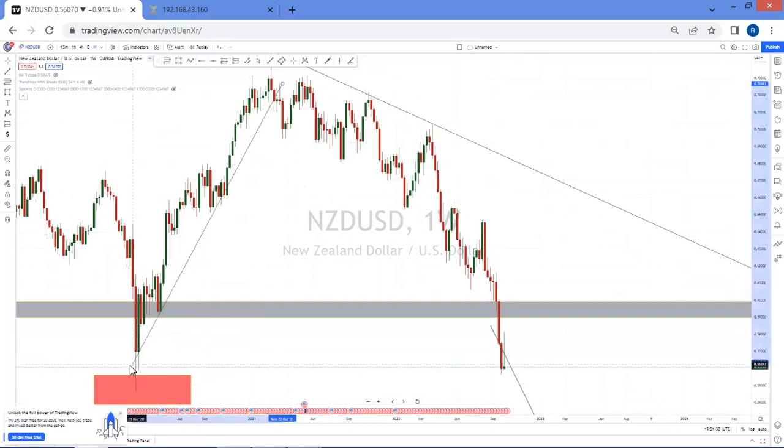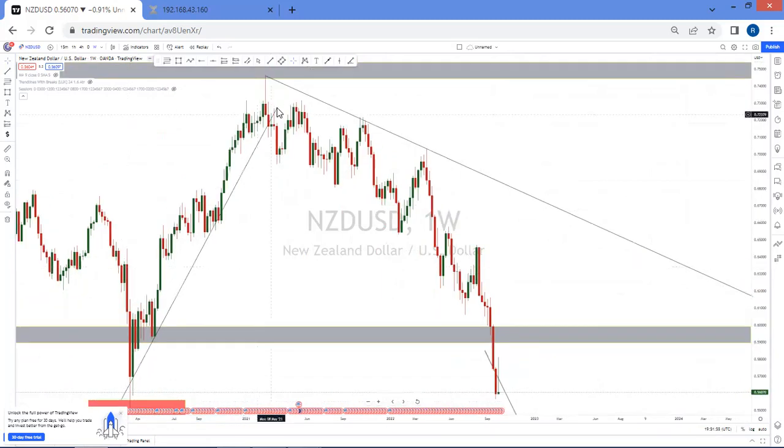Okay, without cutting the candlestick's body. You can cut the wick, but make sure you don't cut the body. Very, very important. Don't cut the body. Okay. So this is an uptrend.